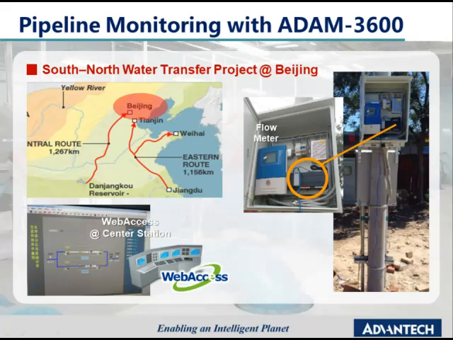In this project, Advantech 3600 is installed in Beijing Water Transfer Station along the route to save the data from underground PLC and the flow meters. The data can be transferred to the central station and monitored by web access.